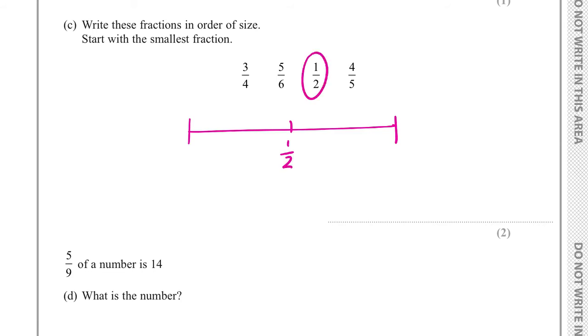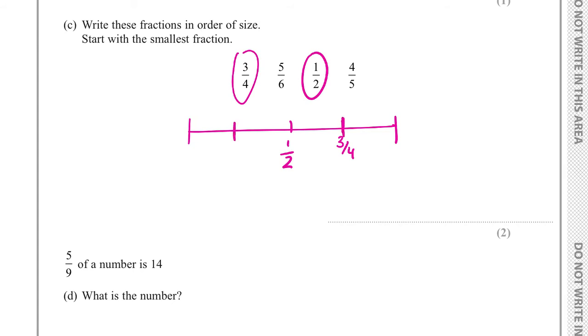Okay. Is 3/4 bigger than a half? Yes or no? Yes. Why? Because it's 0.75, we know that. So we know 3/4 should be here. So far, we definitely know 3/4 is bigger than a half. Because if we split this into quarters now, yeah?